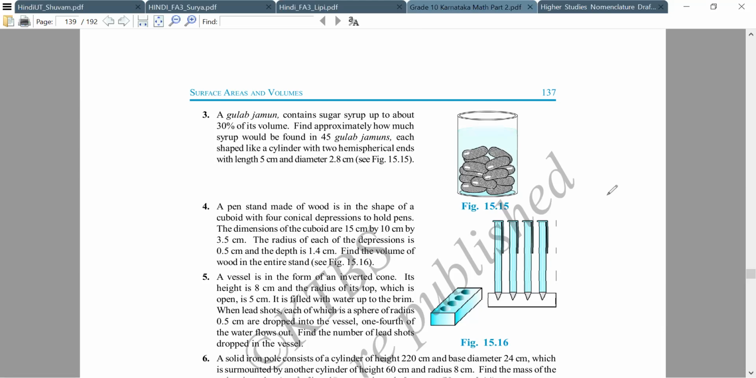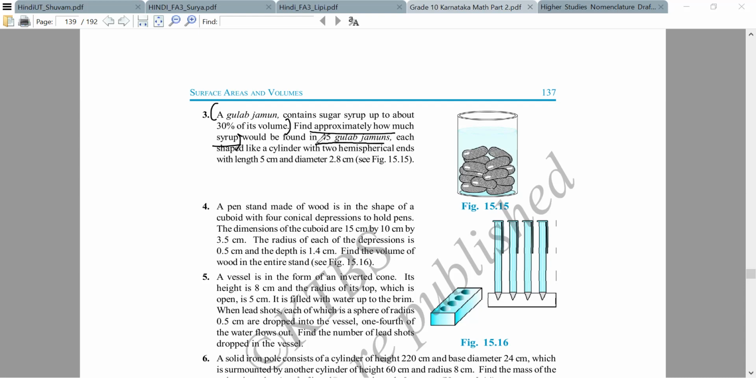A gulab jamun contains sugar syrup up to 30% of its volume. Let's ignore this sentence for now, keep it to the side. Find approximately how much syrup. Again, it's related to the first sentence, so let's keep it to the side. How many gulab jamuns are there? 45 gulab jamuns we have. Now they are giving us information about the shape. Finally, the shape information is starting here.